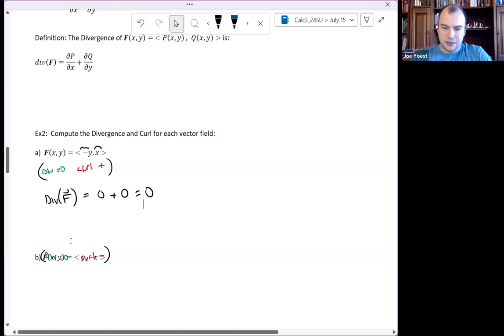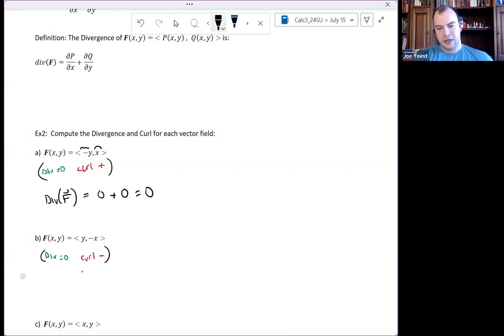And similarly for B, the divergence of f, again, partial of p with respect to x, well, p has no x's in it. So 0 plus partial of q with respect to y, 0, is also 0, as we expected.